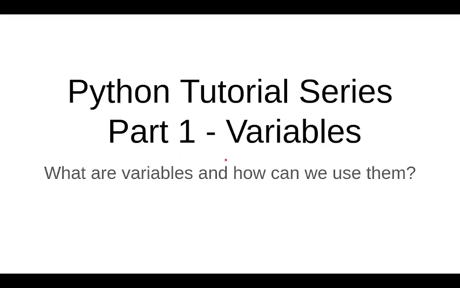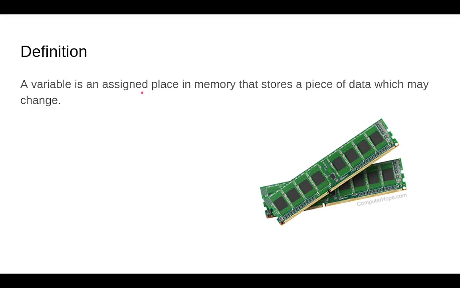Today we're going to be looking at variables, what they are and how we can use them in our code. A variable is an assigned place in memory that stores a piece of data which may change. Over here we have an image of RAM. This is our computer's memory. This is where our variables are going to be stored.